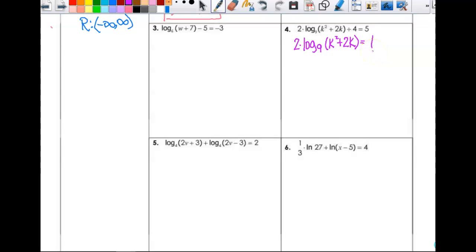Now I have 2 options for that 2. Could I take this 2 and make it an exponent up here? Remember that exponent rule? I could do that. But I don't know that I really want to square that. That's kind of yucky. My other option is just algebraically, since this is the only thing over here, I could go ahead and divide both sides by 2 so that I get log base 9 of k squared plus 2k equals 1/2.